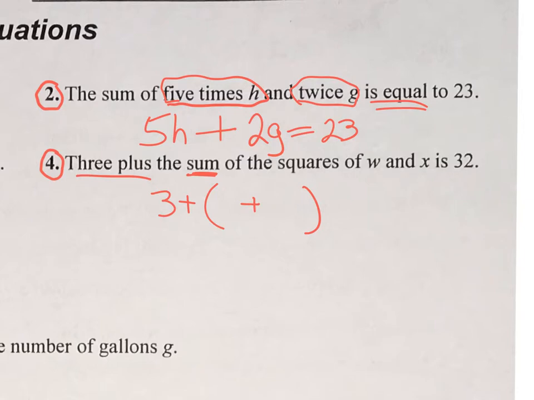So the question is, what is that something and something? It says the sum of the squares of w and x. I notice that it says squares with the s on it. So square right there and a square right there. At the very end, it says is 32, equals 32. And that's the equation on that one.